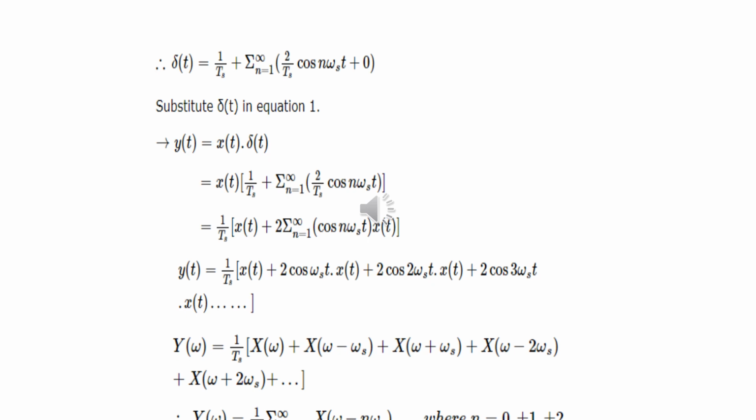Again we are expanding the summation so that y(t) = 1/Ts [x(t) + 2 cos ωs t x(t) + 2 cos 2ωs t x(t) and so on]. Now we can take the Fourier transform on both sides, so we get the expression in terms of spectrum.